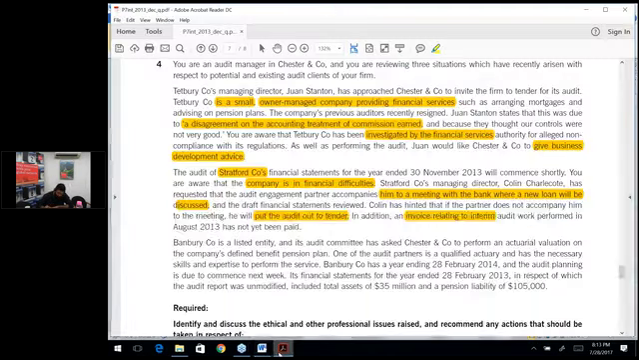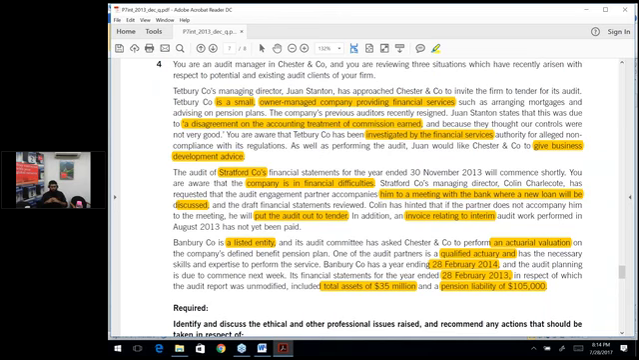Now what next? It says Banbury Company is a listed entity, and its audit committee has asked Chester & Co. to perform an actuarial valuation on the company's defined benefit pension plan. One of the audit partners is a qualified actuary and has the necessary skills and expertise to perform the service. Banbury had a year ending of 28th Feb 2014 and the audit planning is due to commence next week. Its financial statements for the year ended 28th Feb 2013, in respect of which the audit report was not modified, included total assets of 35 million and a pension liability of 105,000.